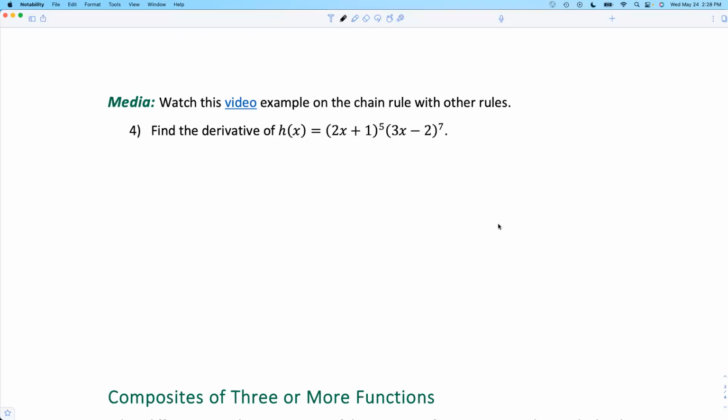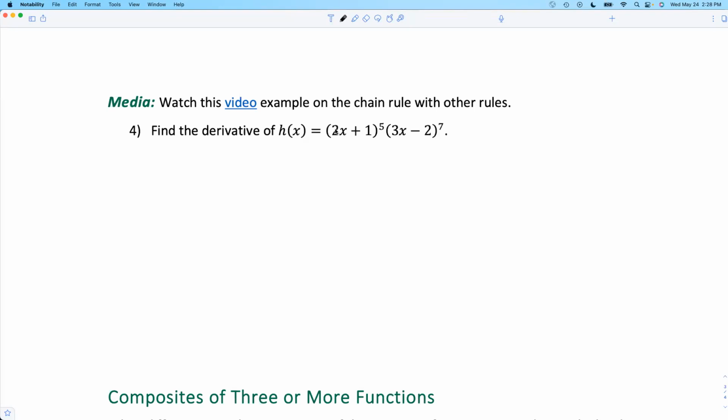Okay, let's take a look at this one. This is going to be fun. We got a lot of stuff going on here. I've got a product. These are two separate functions multiplied together. I'm going to have to use product rule.